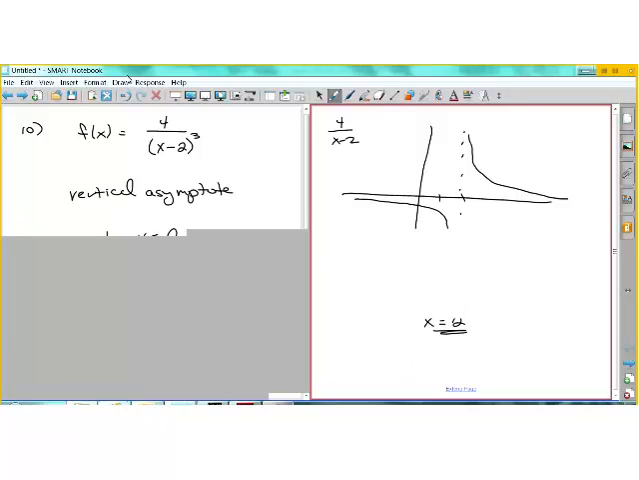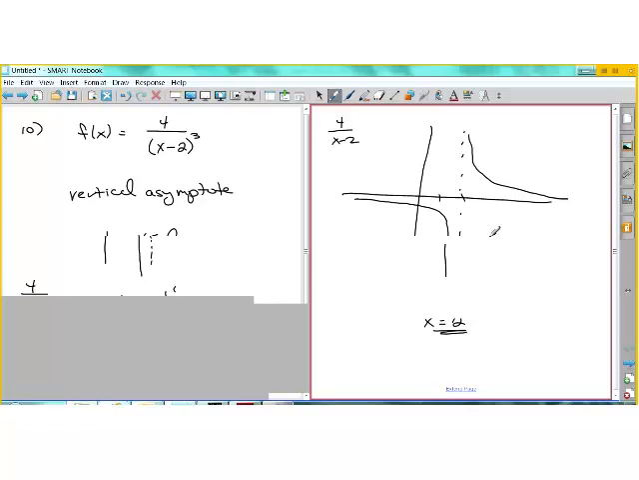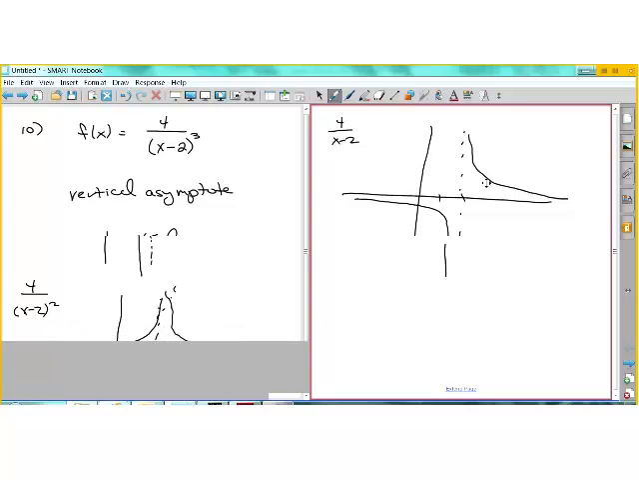So the question is maybe what does the next case look like? 4 over x minus 2 cubed. Well, it looks pretty much like the first case, except that it is more abrupt. So it'll come out here, and it'll go really fast. So you wouldn't be able to tell a huge amount of difference between those two.